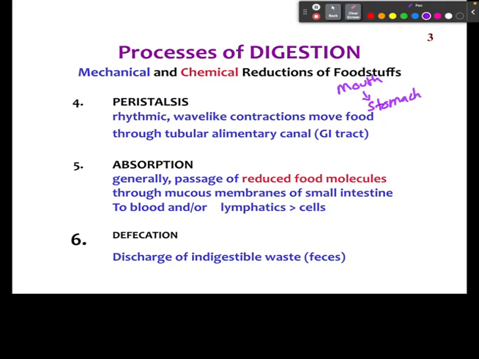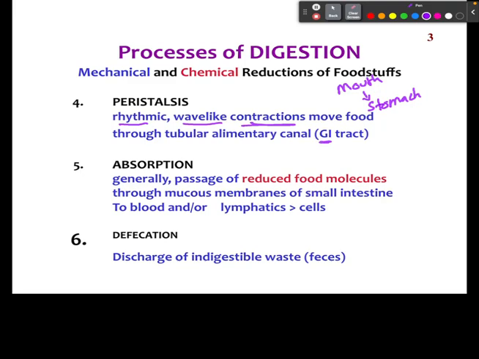So in other words, if you are doing a handstand and you eat a cookie, you can still swallow it and it'll still go into your stomach, even though you're upside down. So peristalsis are the rhythmic, wave-like contractions of muscles in your esophagus, or we'll talk about in other parts of your body, that move the food through your GI tract, your gastrointestinal tract.